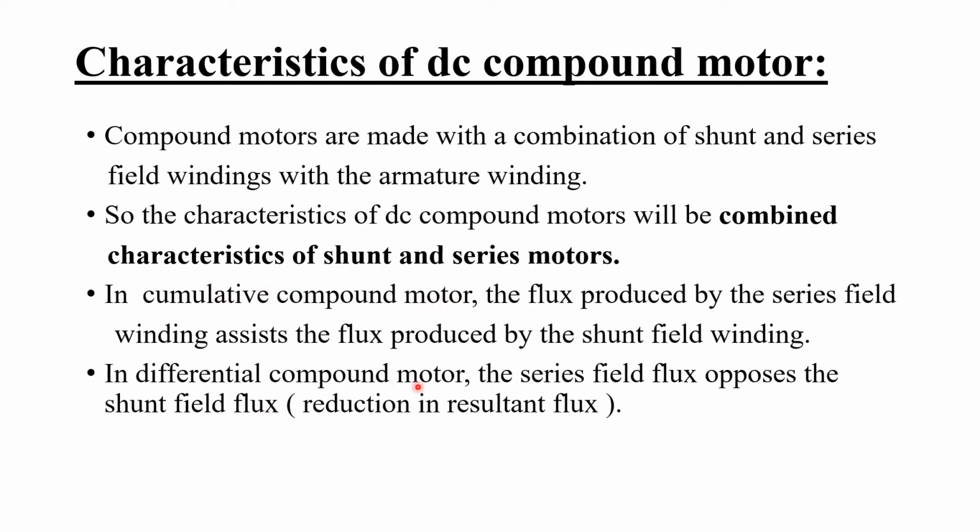In differential compound motors, the flux produced by the shunt field and the flux produced by the series field winding are opposing in nature. So we will get a reduced flux in the case of differential compound motors. But for cumulative compound motors, the flux will be much higher compared with differential compound motors. So the resultant flux will be reduced in the case of differential compound motors.